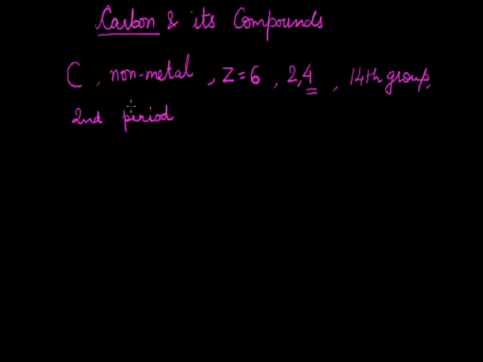It is the first member of this group, the 14th group. So the group begins with carbon, that is why it is known as the carbon family. The other members of this family are silicon, germanium, tin and lead, in that very order, in the descending manner. So starting from carbon, the family ends at lead.